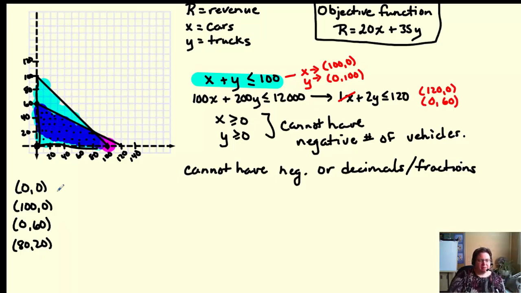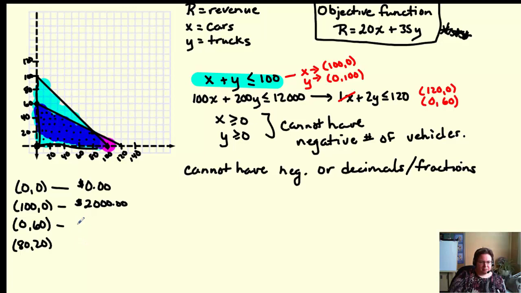So what do I do with all of these? Well, I take them back up into this very important equation that we had at the beginning. And I put these numbers in that equation to see what I get. So I put 0 for x and 0 for y. So 20 times 0, 35 times 0, that gives me $0 revenue. Well, that's definitely not going to be my maximum. Then I go for my 100 and 0. If I put that in there, 20 times 100 and 35 times 0, that gives me $2,000 revenue, which is not too bad.